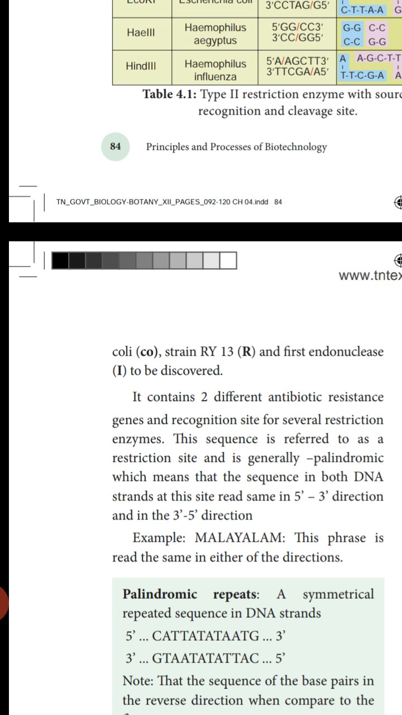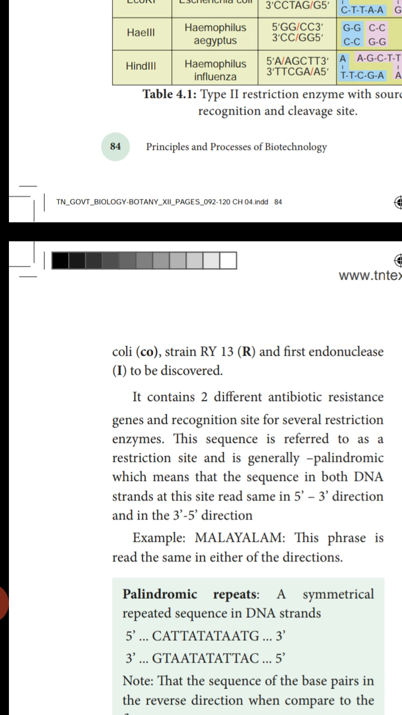It contains two different antibiotic resistance genes and recognition sites for several restriction enzymes. The sequence is referred to as a restriction site and is generally palindromic, which means the sequence on both DNA strands at this site reads the same in the 5 to 3 direction and in the 3 to 5 direction. So these restriction enzymes cut the DNA at a particular site, called the restriction site or restriction sequence. Usually this restriction sequence is palindromic.